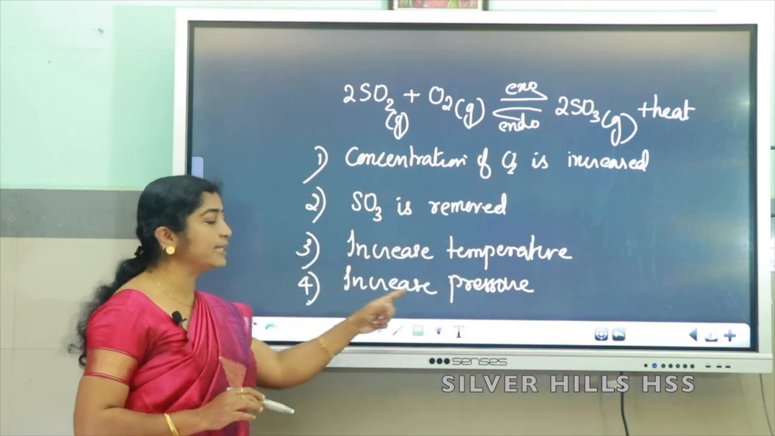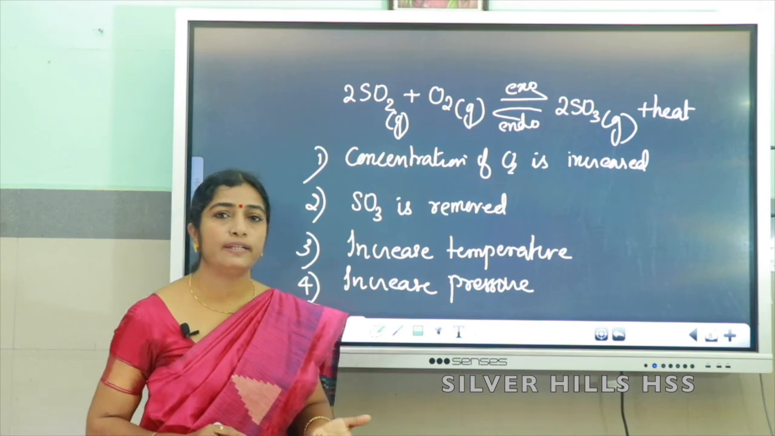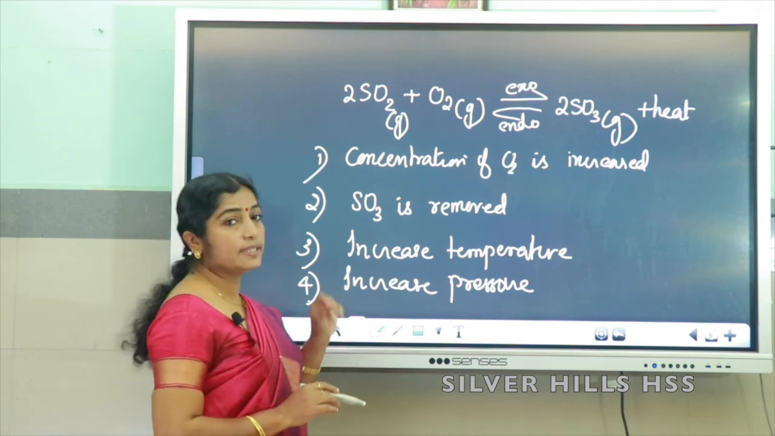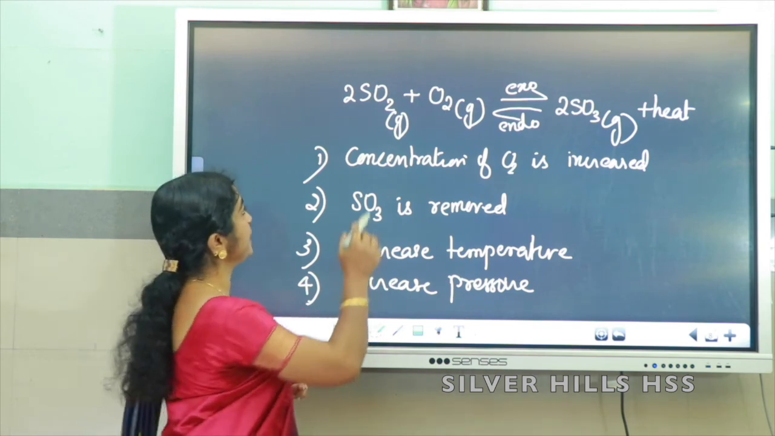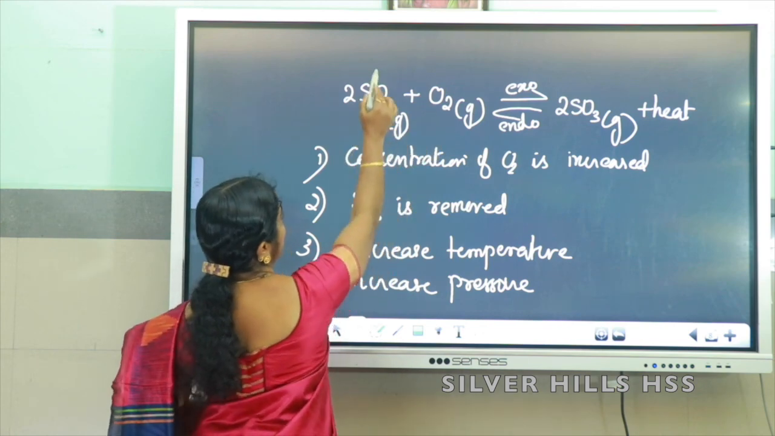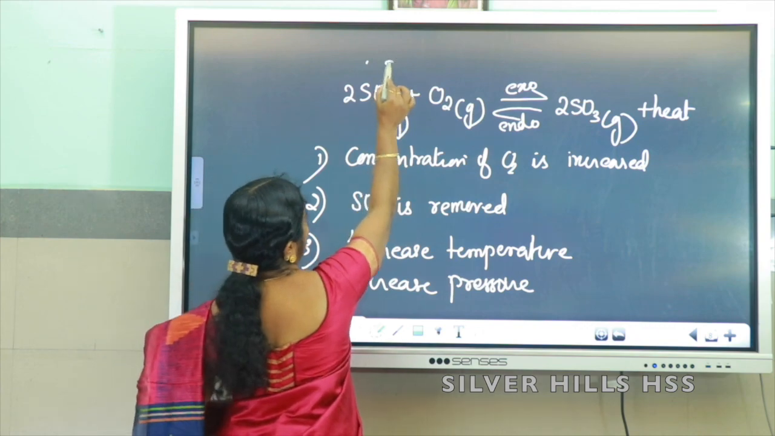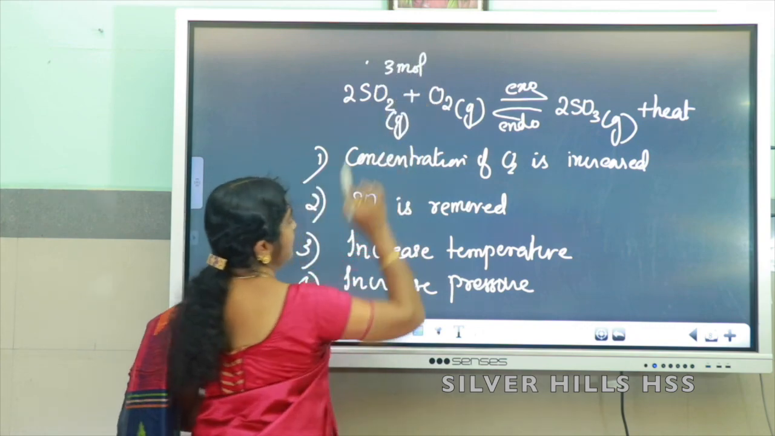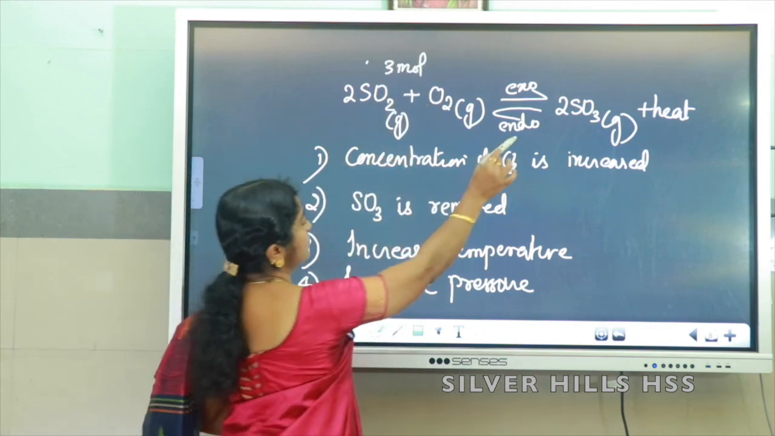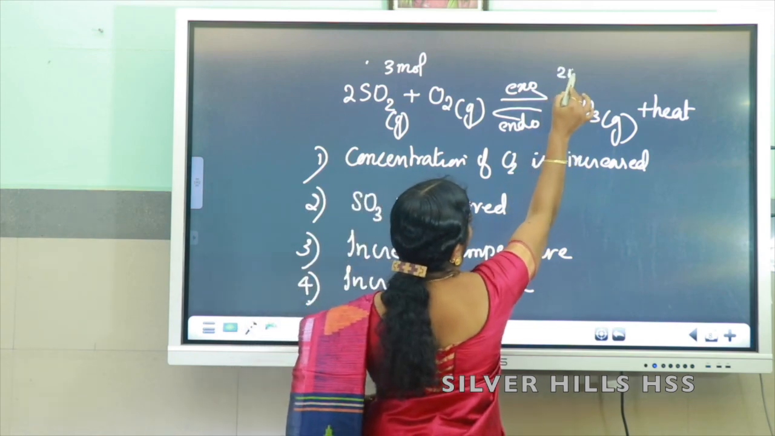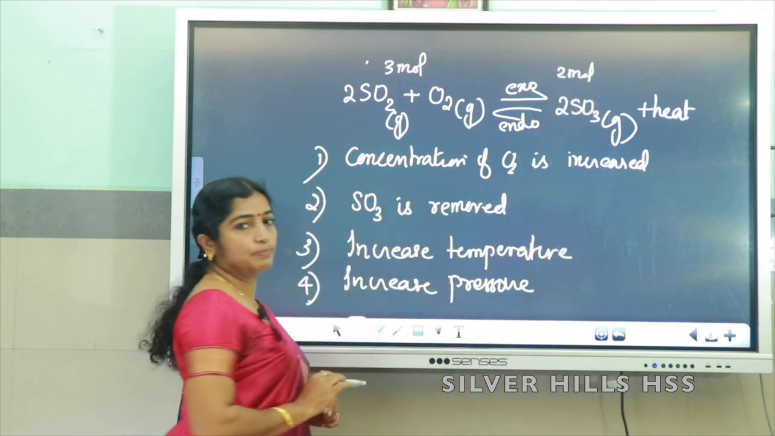And the last one, increased pressure. To find the effect of pressure, we have to find the number of molecules. How many reactant molecules are there? 2 SO2, 2 moles, and 1 oxygen. So 2 plus 1, the total number of reactant molecules is 3 moles. And how many product molecules are there? 2 moles of sulfur trioxide on the product side.